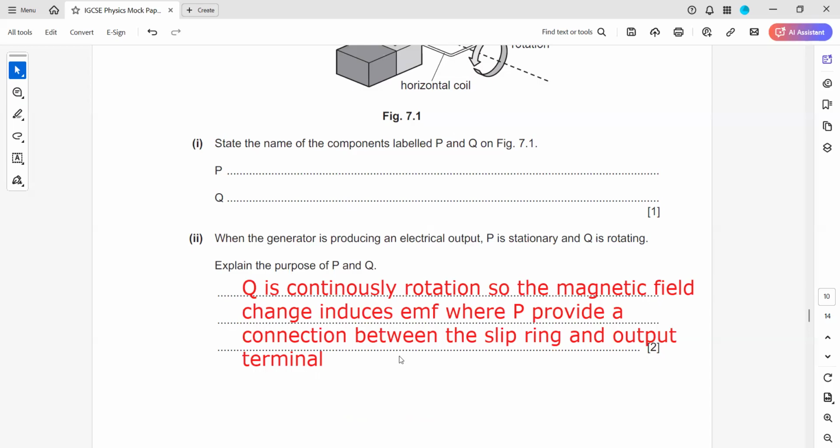Yes, sir. Can I say Q is used to provide a way for current to flow out, and P is used to complete the circuit? No, the distribution of the answer is mainly like this: the connection is connecting the output terminal with the carbon brushes. That is the purpose of P. And for Q, the rotation produces induced EMF. Because if Q was not rotating, the coil would not rotate, so there would be no induced EMF.